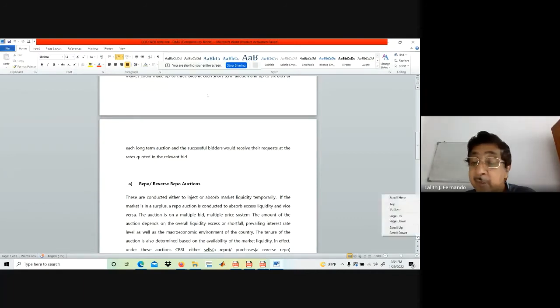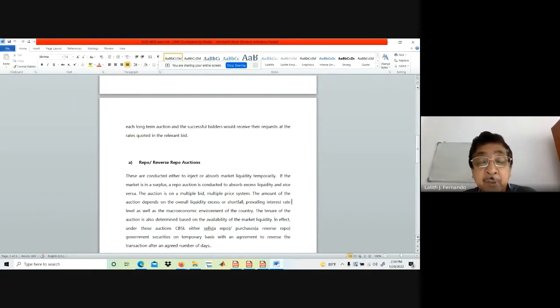Now, when they say selling means selling securities, selling securities means the banks will have to give money. So, from the bank's point of view, it's a deposit. In the normal reverse repo and repo windows, now what we have is something called the standing deposit facility and the standing lending facility.